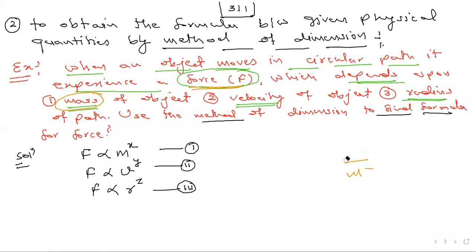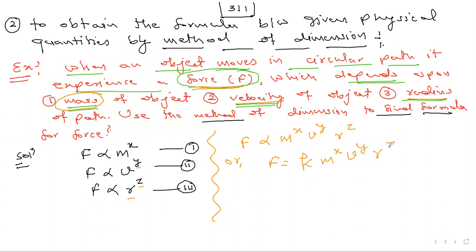So what we do, we write F proportional to M and here we put a power X. F proportional to the second dependent quantity, V, its power Y. Then the third, radius, its power Z. If you combine all these, then F proportional to M to the power X, V to the power Y, R to the power Z. If you remove the proportionality sign, then introduce a constant: F equal to K, M to the power X, V to the power Y, R to the power Z. And here you will specifically mention that K is some dimensionless constant.